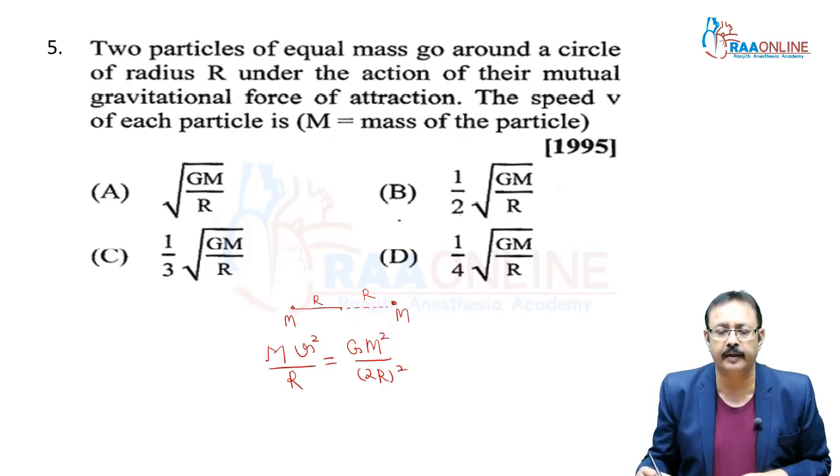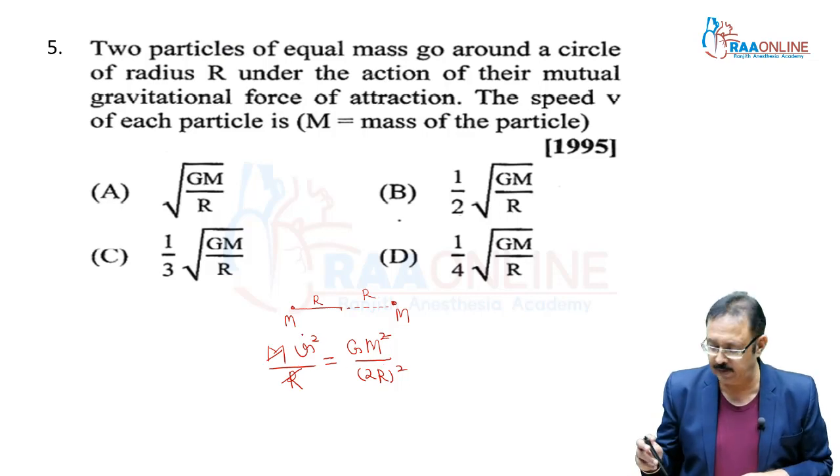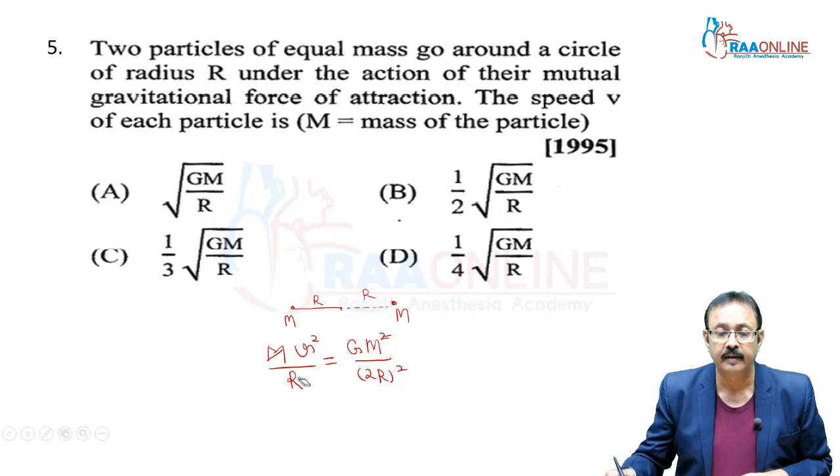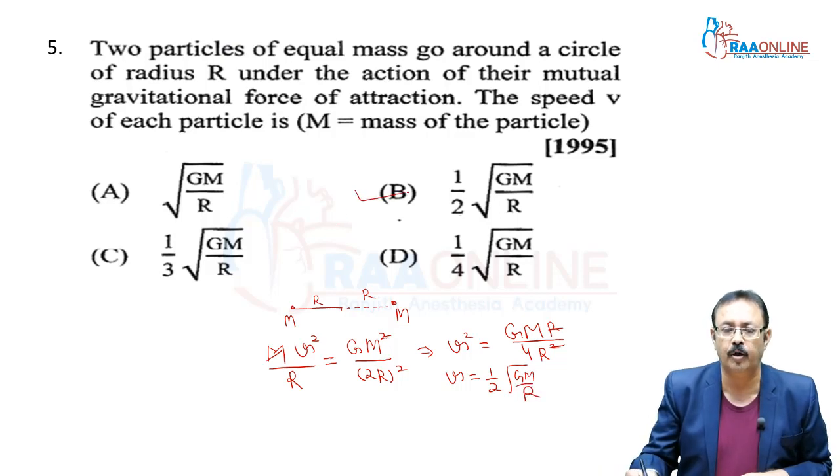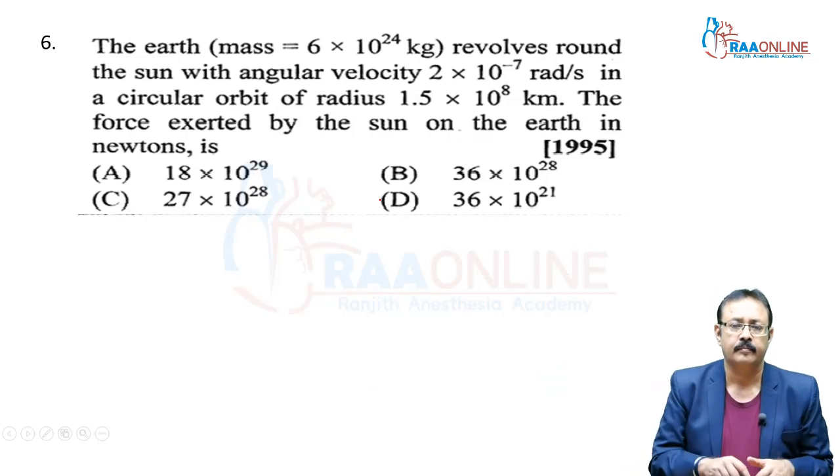So what we are getting? Cancel m with m, r with one r. First we will open the bracket. So we are getting v square is equal to GM, take this r in numerator, upon 4 r square, cancel one r now. So what we are getting? v is 1 by 2 root GM by r. So we are getting option B. Next.